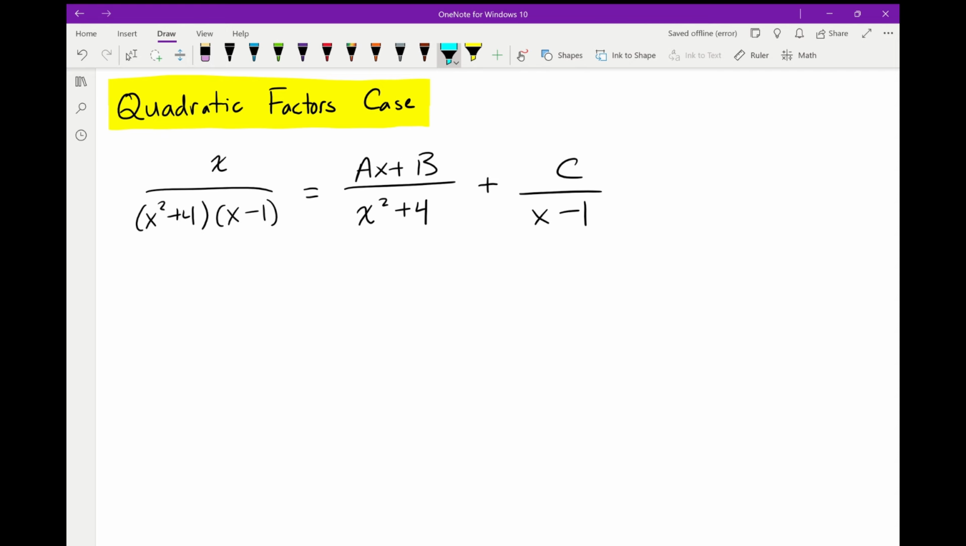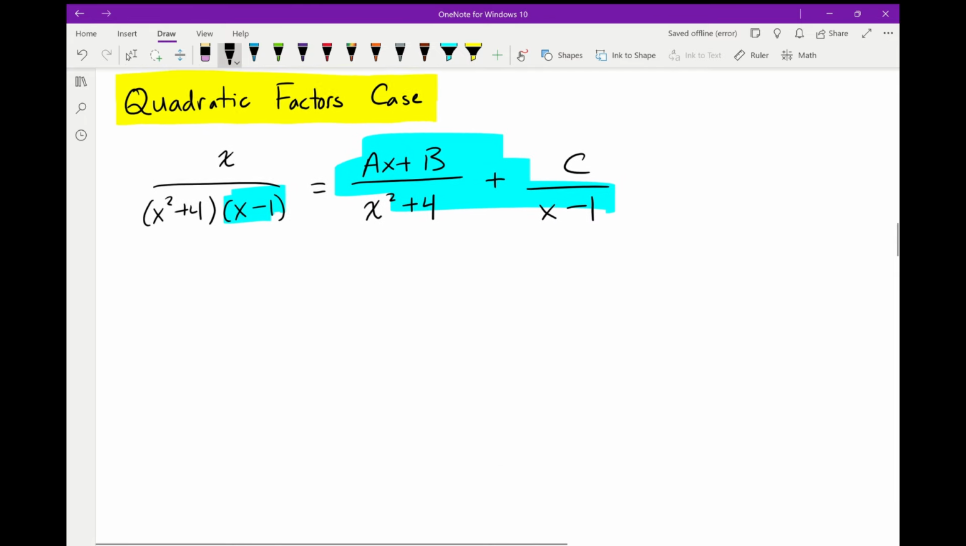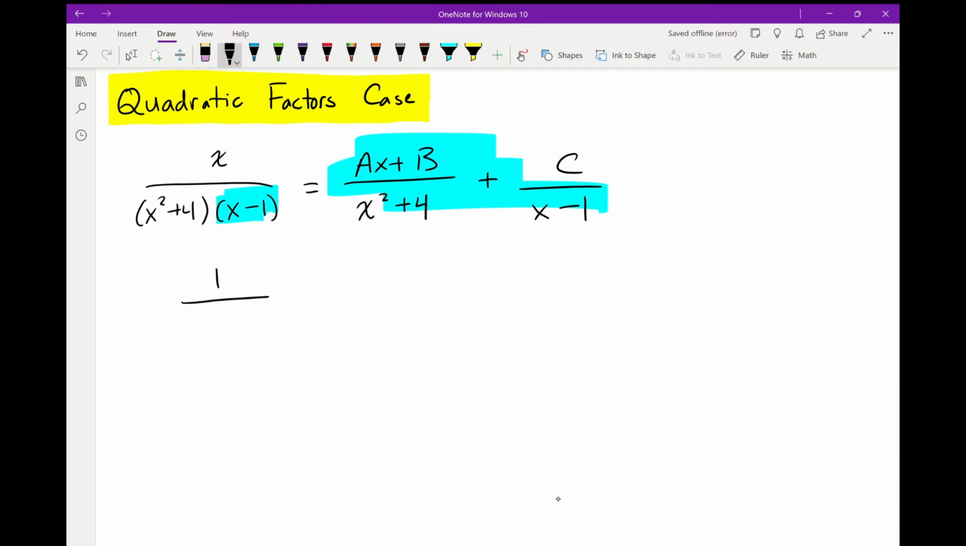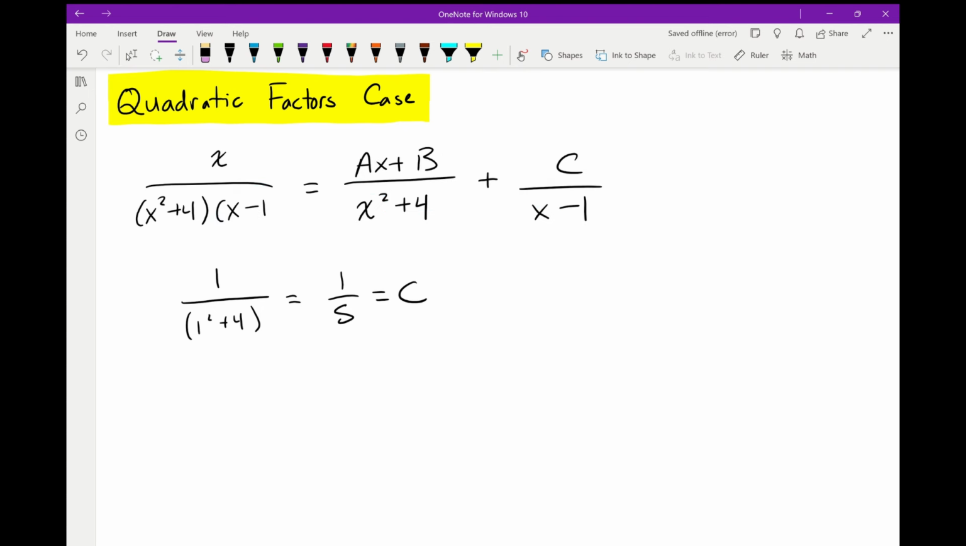Well, we go ahead and do our cover-up trick, so we ignore everything except for c and the factor corresponding to it. And here we're going to plug in 1. So we do that, we get 1 over 1 squared plus 4 is equal to 1/5, and that's going to be our c term. So great, we have one of the 3 figured out. What about a and b? Well, here we're going to have to solve it the usual way.